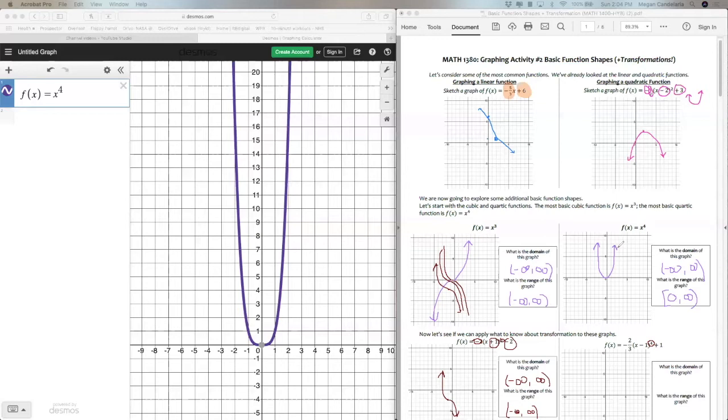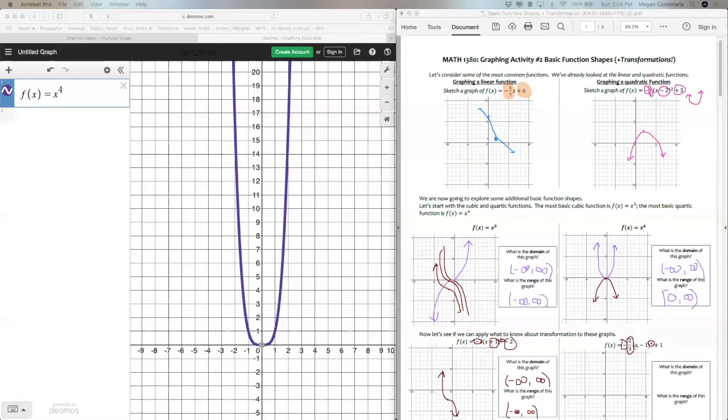All right, so that's my basic shape. What have I done to the basic shape? Well, again, this negative out in front is an x-axis reflection. So I've turned this upside down, so it now opens down. That's our x-axis reflection.